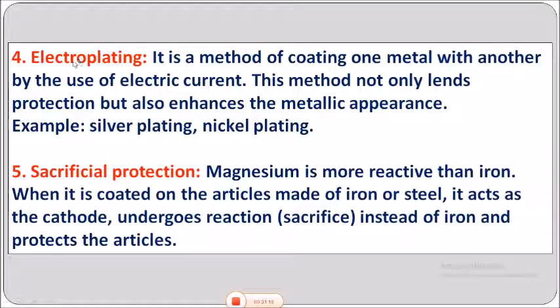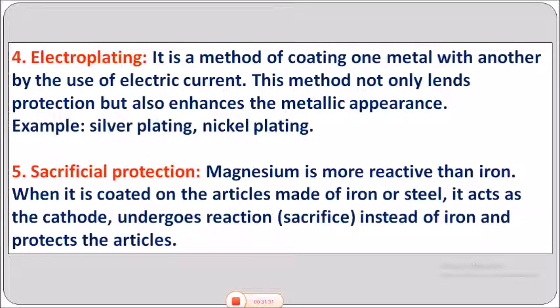Now the next process, electroplating. It is a method of coating one metal with another by use of electric current. This method not only lends protection but also enhances the metallic appearance. Example, silver plating, nickel plating, etc.